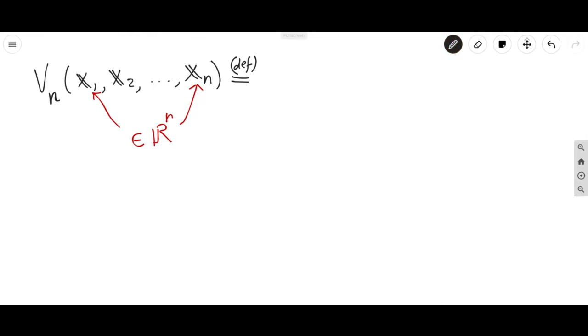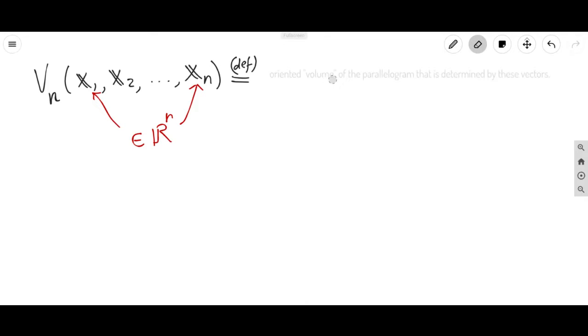And then this is equal to, by definition, the oriented volume of the parallelogram. Let me put volume in quotation marks. This is the oriented volume of the parallelogram that is determined by these vectors.